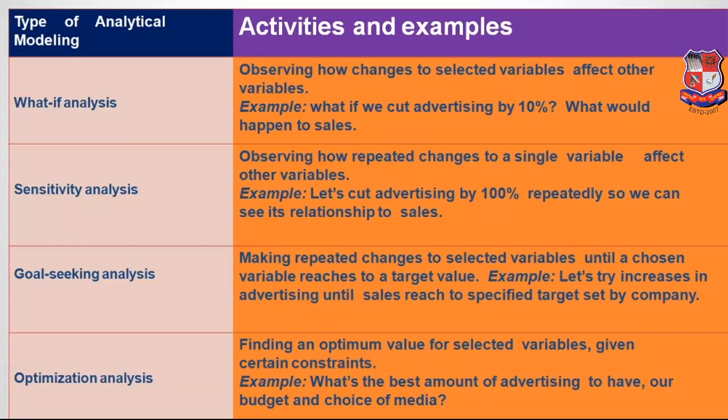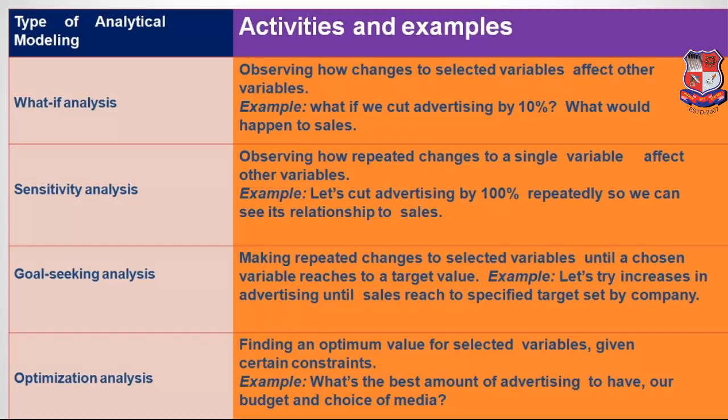The next is goal seeking analysis. In goal seeking analysis, we make repetitive changes to a selected variable until a chosen variable reaches a target value. For example, let's try increasing advertising until sales reach a specified target set by the company. So, in the goal seeking analysis, we have to make repetitive changes in a selected variable until we achieve the target.